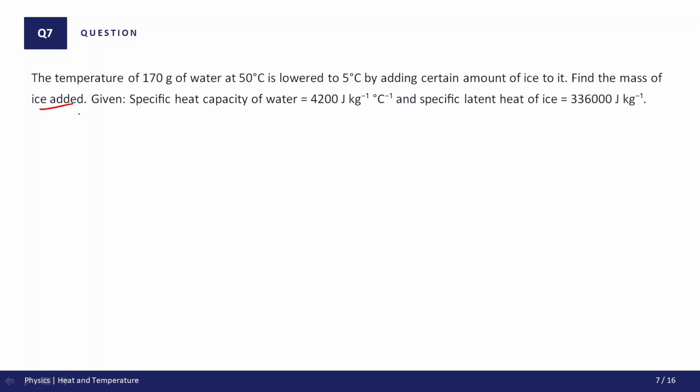So the ice is in the solid state, at 0 degrees Celsius. Then who is gaining the heat energy? Who is losing? According to method of mixture, the cold body is getting the heat energy, and the hot body is losing the heat energy. So here the mass is given, 150. Let us consider this is the small m, the mass of the water, and its initial temperature is 50 degrees Celsius, and the final temperature is 5 degrees Celsius.